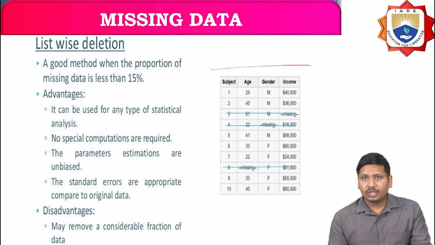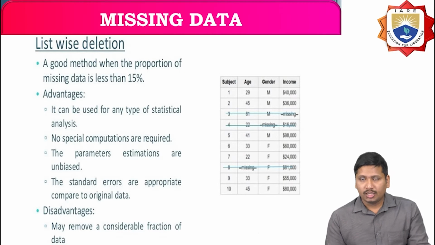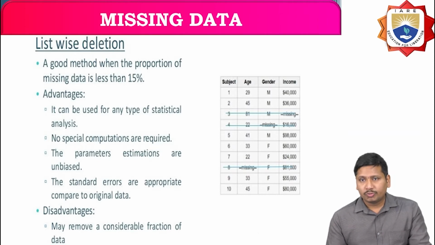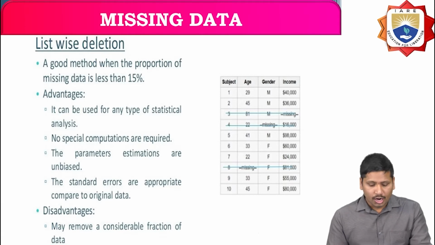Whenever the proportion of missing data is less than 15%, only then can I apply this method. Otherwise I should not apply it. The advantage is that you can apply this method for any kind of statistical analysis. Since we are deleting only the rows where the missing data occurs, no special computations are required. Parameter estimations are unbiased, and standard errors are also appropriate compared to the original data.